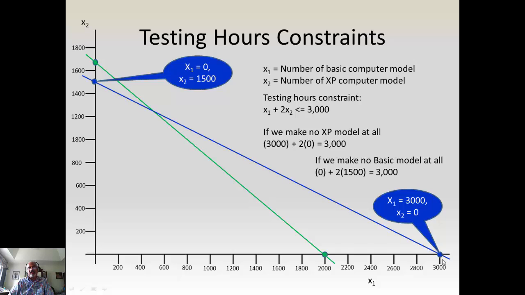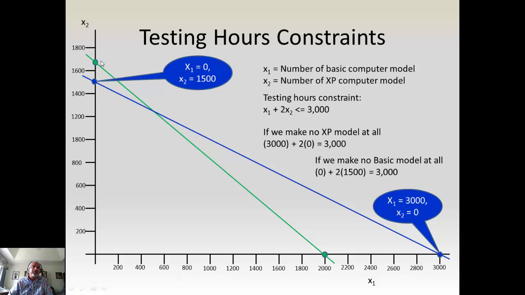Now connect these two. That's your second constraint. Now all points below the blue line will satisfy the testing hours constraint, and points above the line will violate the testing hours constraint. But remember, we have to satisfy all the constraints, not just one at a time. So here these points are okay with respect to the blue line. They're feasible for the blue line but not for the green line, so we have to eliminate these points.